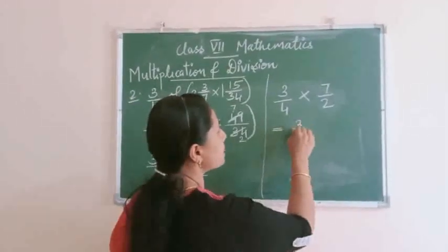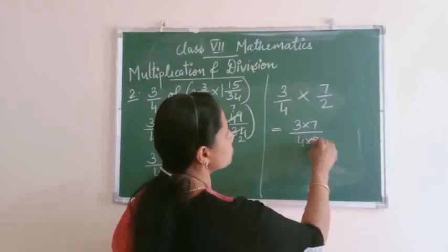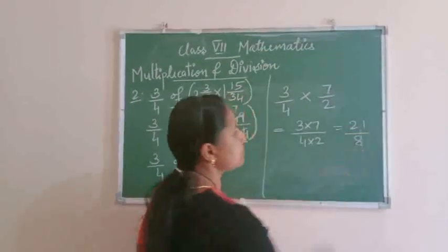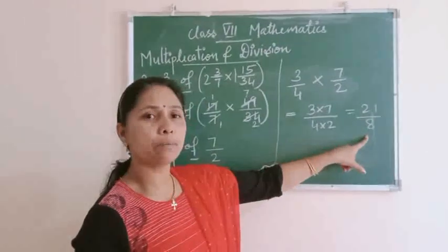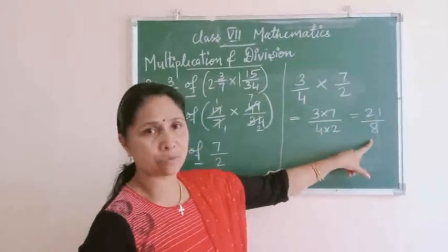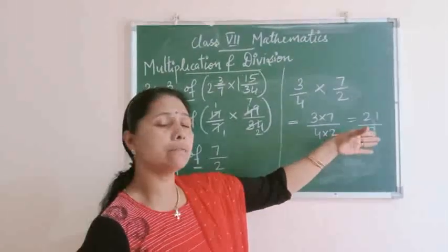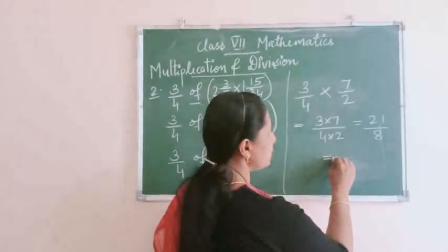That is 3 multiplied by 7 upon 4 multiplied by 2. 3 into 7, 21, and 4 into 2, 8. 21 upon 8 you got. Now check the fraction. 21 upon 8, it is an improper fraction. So now you know if the answer is an improper fraction, you have to convert this fraction into mixed form. So we are doing that one.